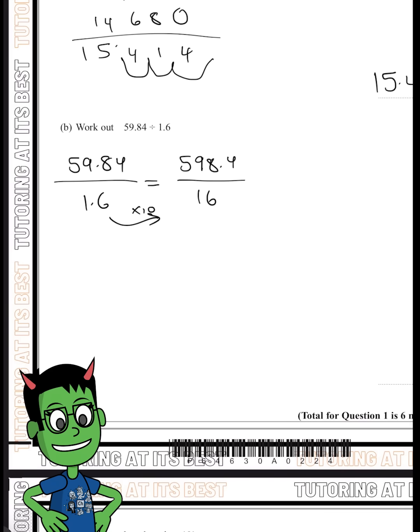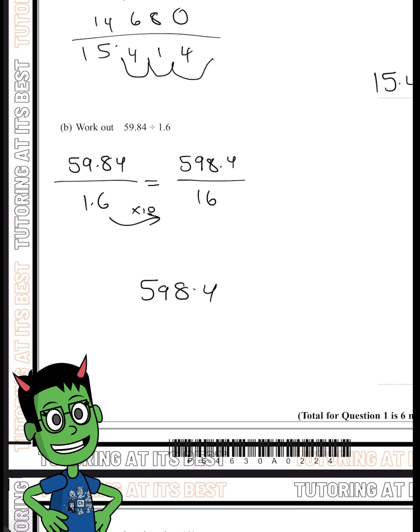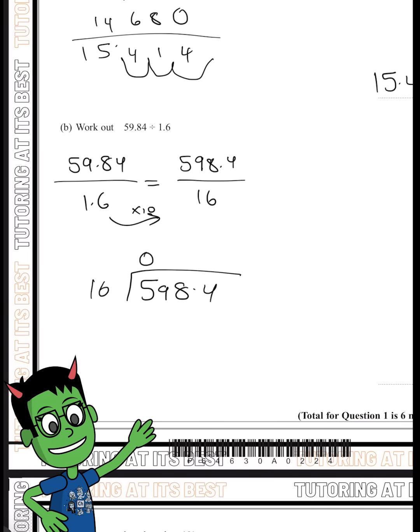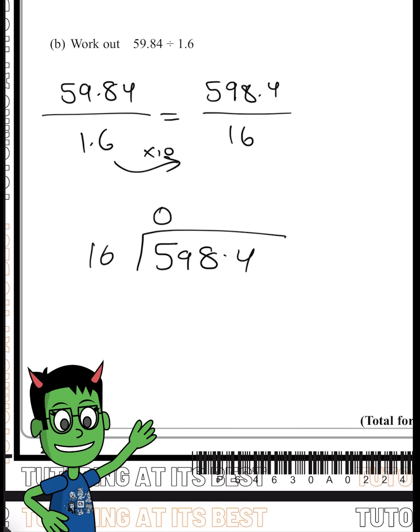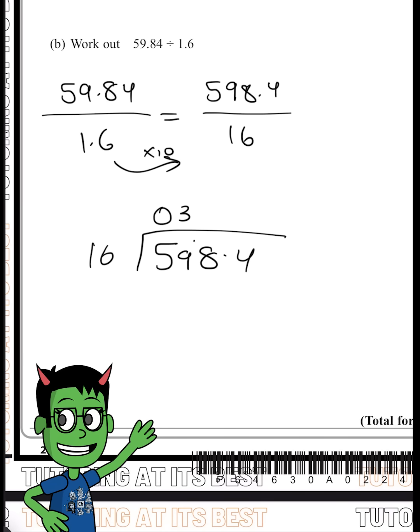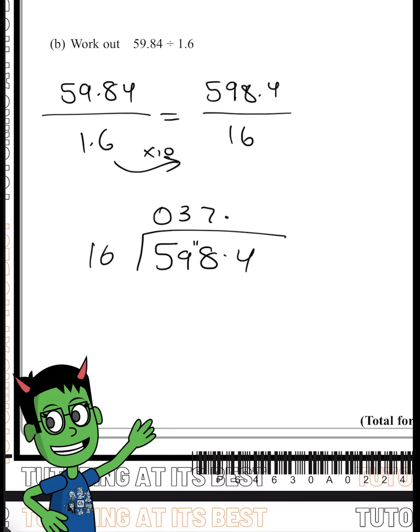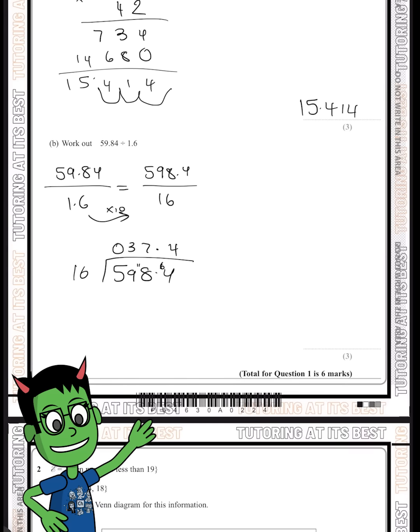Okay, let's go ahead and do our bus stop method here. We know 16 doesn't go into 5, but 16 goes into 59. That is 3 times with a remainder of 11. We then see that 16 goes into 118 7 times. Don't forget your decimal, with a remainder of 6, and then 16 goes into 64 4 times, and there we are. Our answer is 37.4.